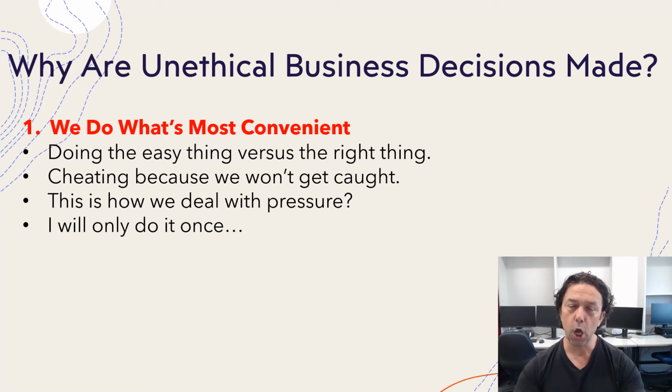Try to understand why these unethical decisions are made in the first place. There are a couple of common excuses that we hear from senior management when these unethical decisions do occur. Doing easy things versus doing the right things, so doing it the easy way rather than the hard way. Well, often the common denominator to this particular excuse is time, and time is equal to money.